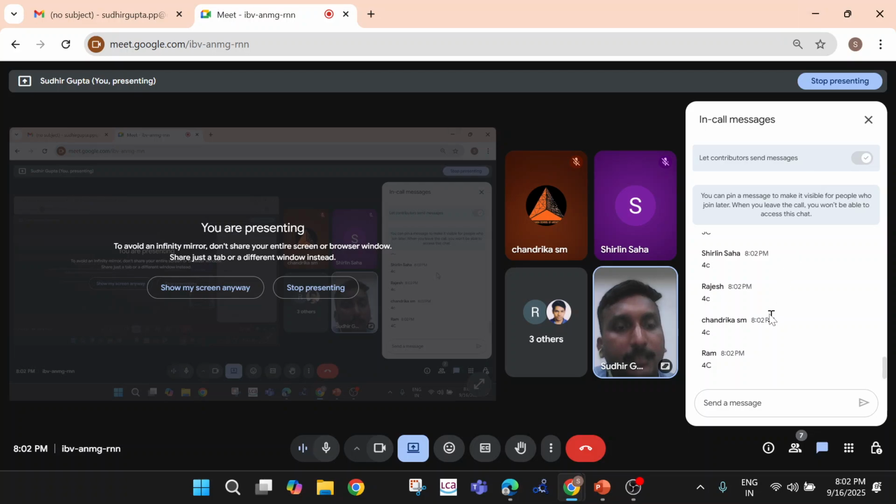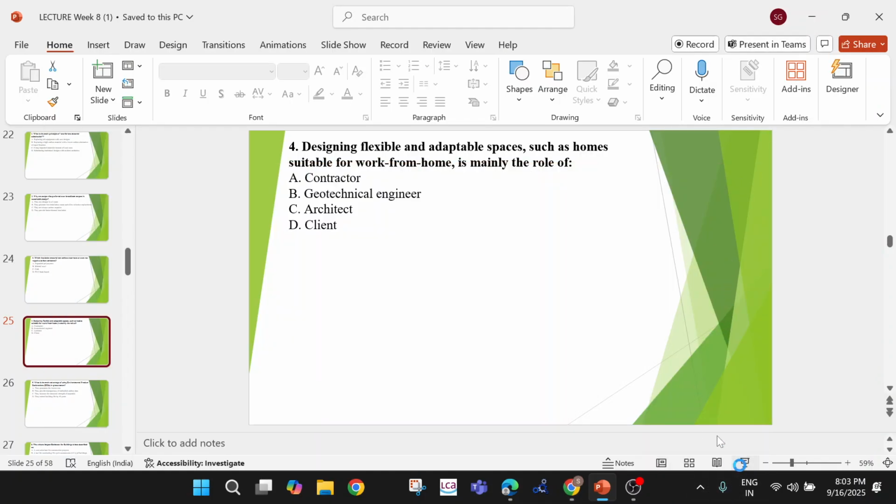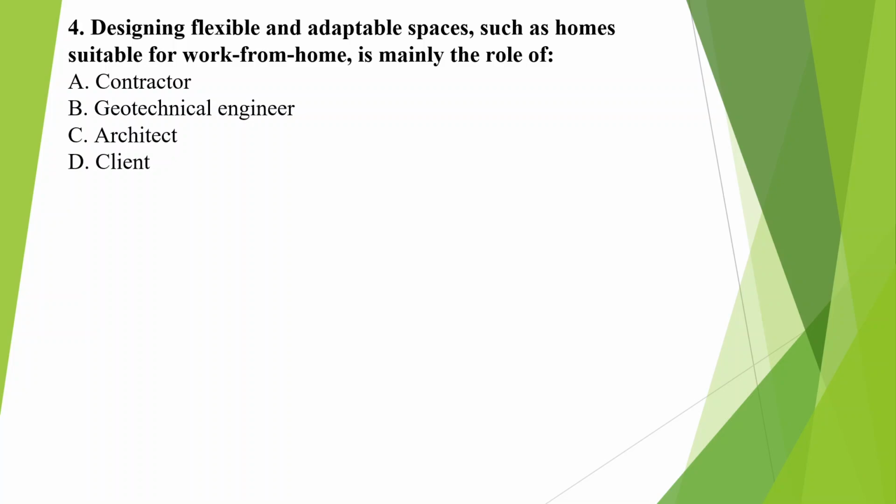Option C has been marked by Celine first, then Rajesh, Chandrika, and Ram. All of you have marked option C, that is architect, and it is the correct answer for this question. The architect is the person who ensures adaptability in design, making the building resilient to future functional challenges or changes without major renovations. So when you are talking about flexible design or adaptive spaces suitable for work from home, it is mainly the role of the architects, not the contractors or the client.